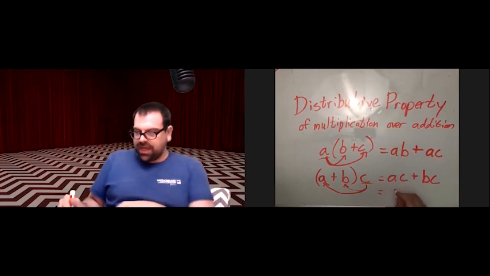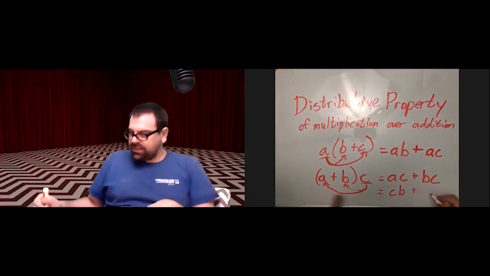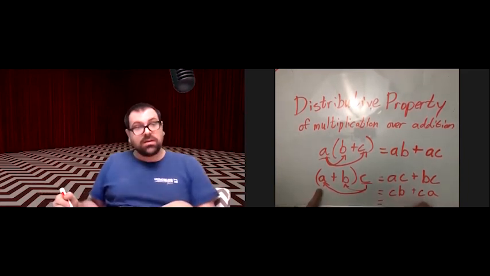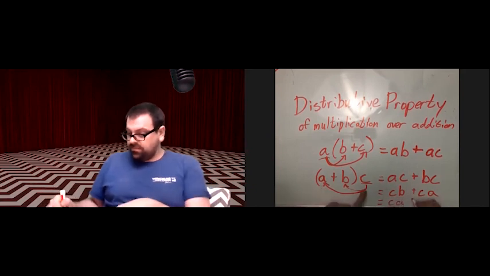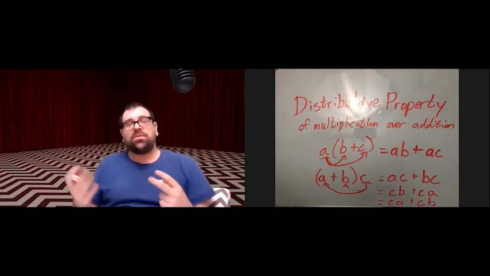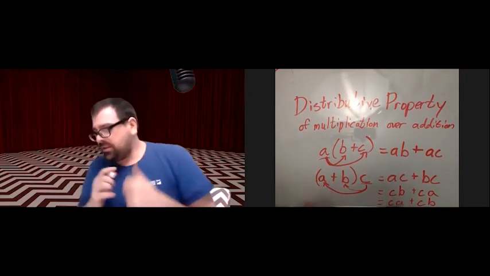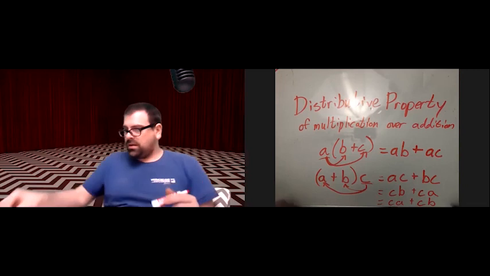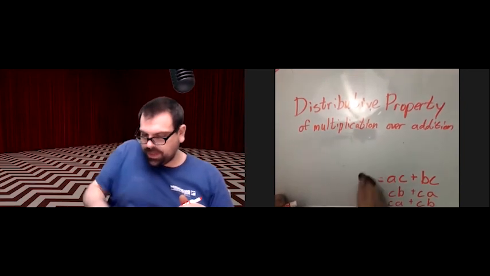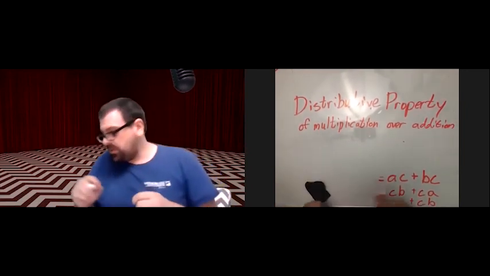Now, you can also say C times B plus C times A. You can also say C times A plus C times B. Why? Because of various forms of the associative property and commutative property. They all mean the same thing as long as you're swinging it around.